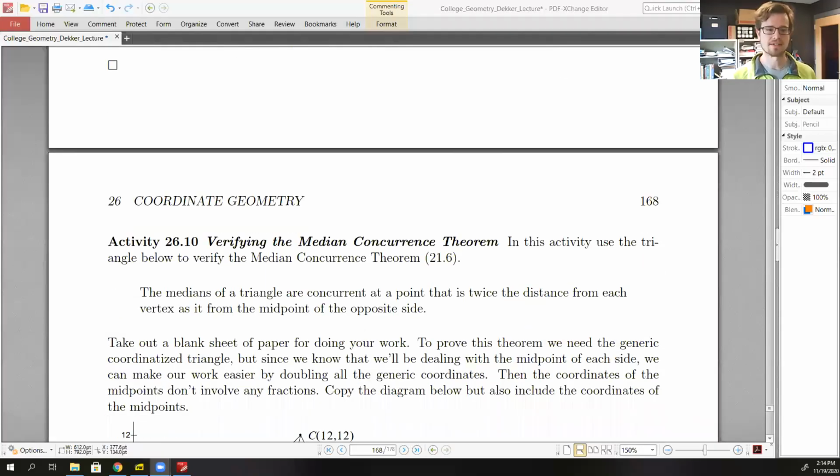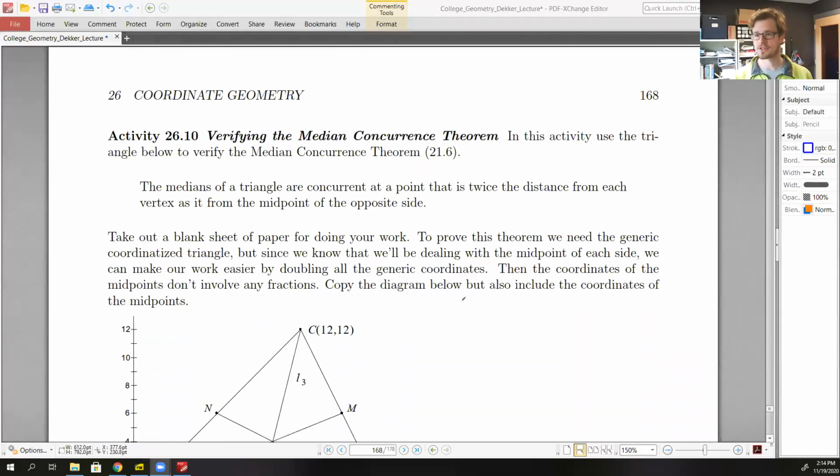Welcome everyone back to geometry for one last video in section 26, coordinate geometry. The first thing that we want to take a look at is the activities for this section.